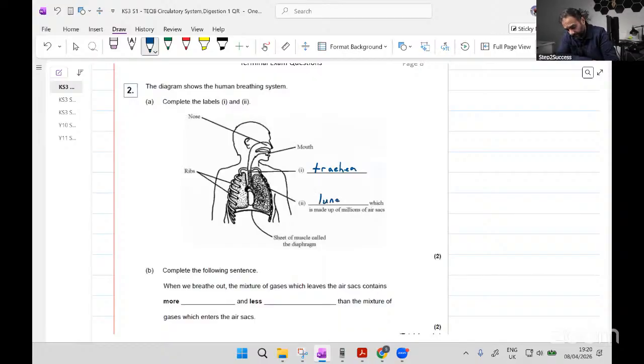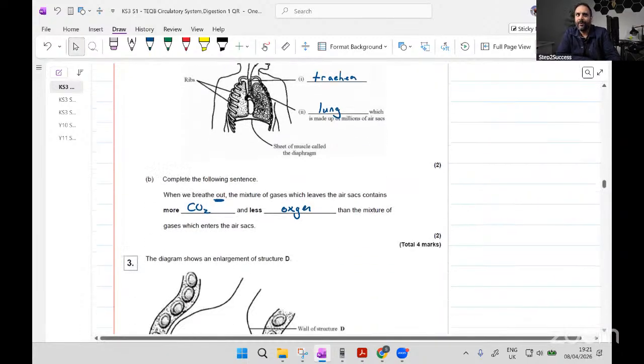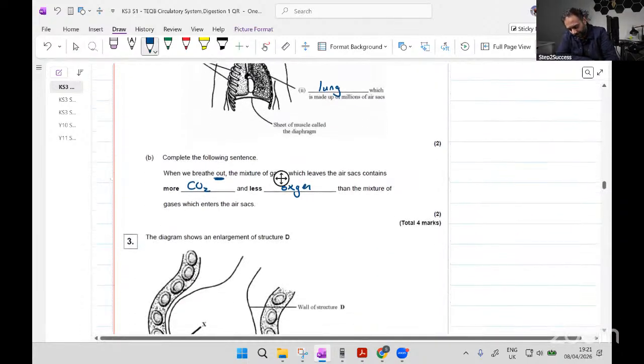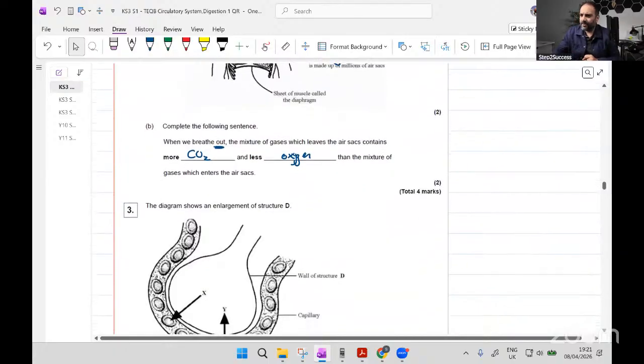Right, lung. When we breathe out, the mixture of gases which leave the air sacs contains more. So breathing out, what do we breathe out more of? Carbon dioxide. You can write the name in or just put that in. And less oxygen, basically. So we still breathe out a bit of oxygen because it sort of mixes in the same place, but there's much more carbon dioxide out. Oxygen, I should say. And that's it, isn't it? First two questions. Okay, right.